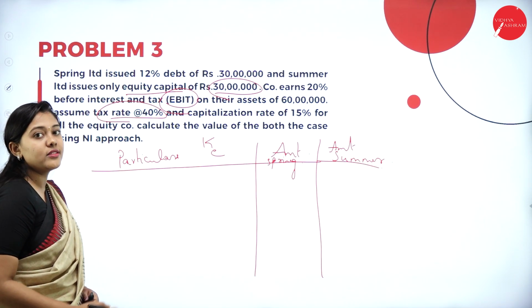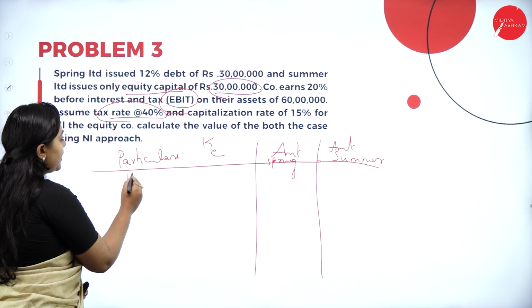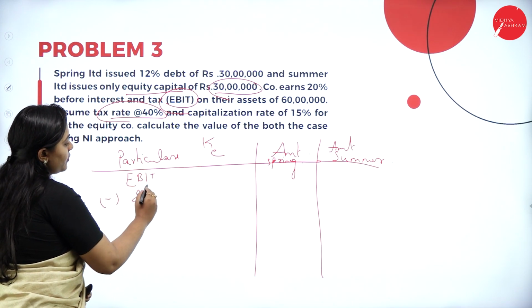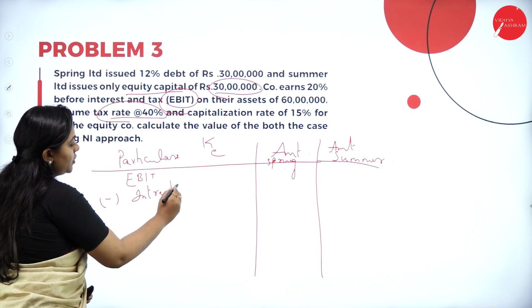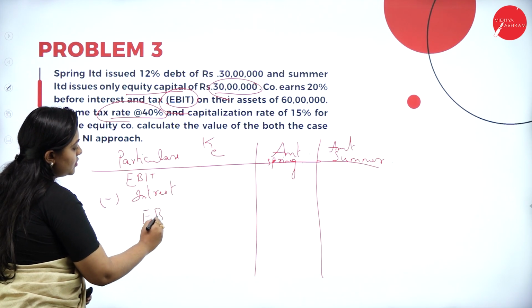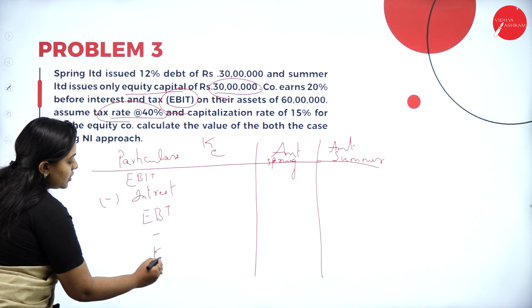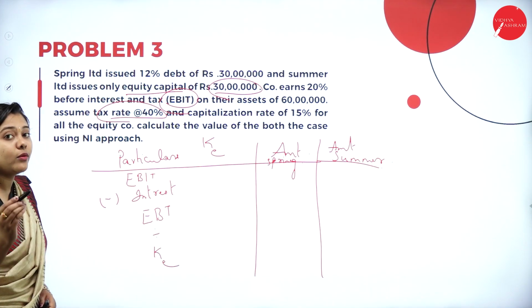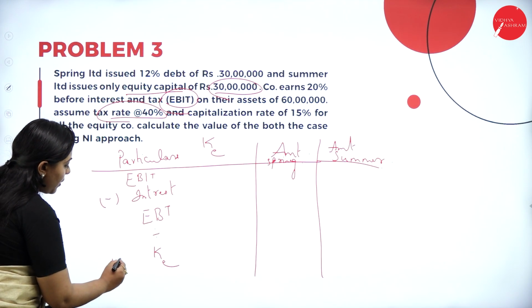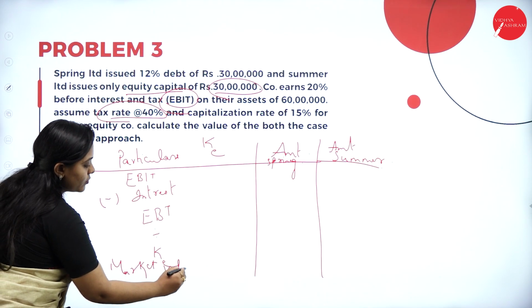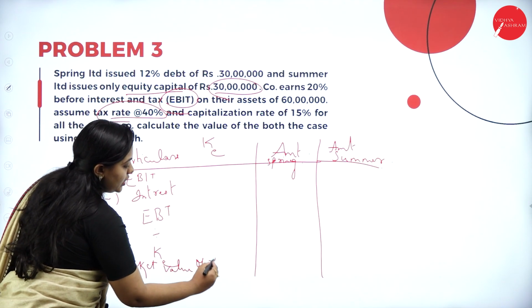So particulars, what is the format? EBIT minus interest. You will get EBT. So in that EBT, you have to divide by your equity capitalization rate. Then what you get is market value of equity.